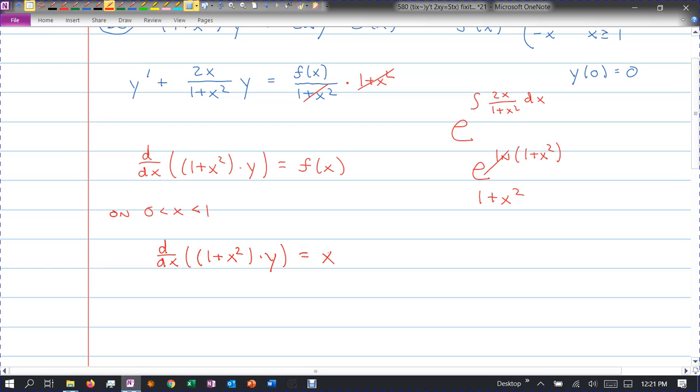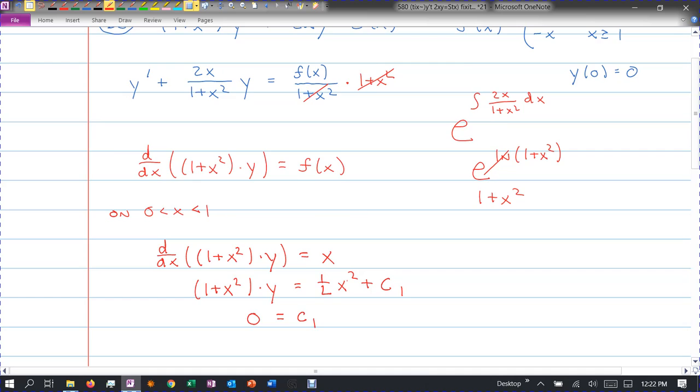And now we integrate both sides with respect to x. So we get (1 plus x squared) times y equals 1/2 x squared plus some constant. And now I use the fact that when we plug in 0 for x, we get 0 for y. So I'm just going to do it right now. This left side becomes 0, and the right side becomes c1. So c1 is 0. That's nice.